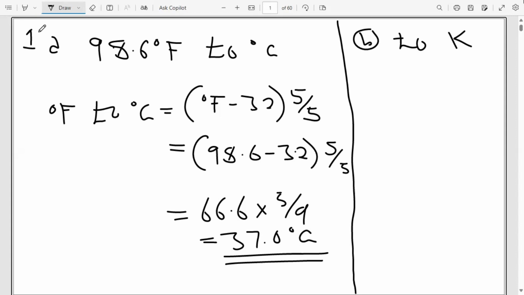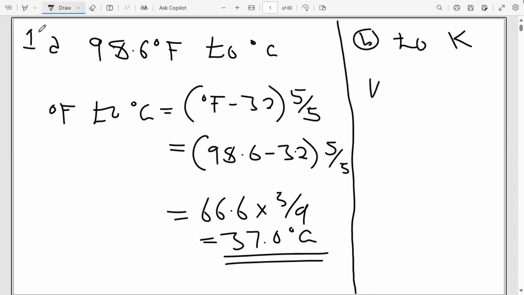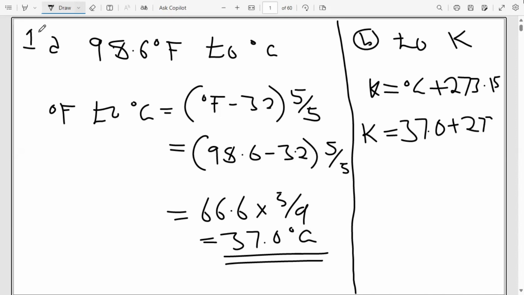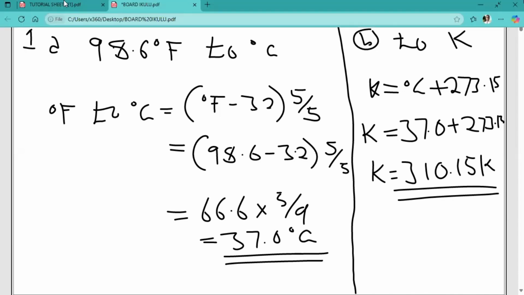So now that we've already converted to degrees Celsius, we're just going to say my temperature in Kelvin will be equal to temperature in degrees Celsius plus 273.15, of which this is a constant. Temperature in Kelvin will be equal to 37.0 plus 273.15, which is part B, equal to 310.15 Kelvin. So this is the final answer on part B, and that means we are done with question 1.